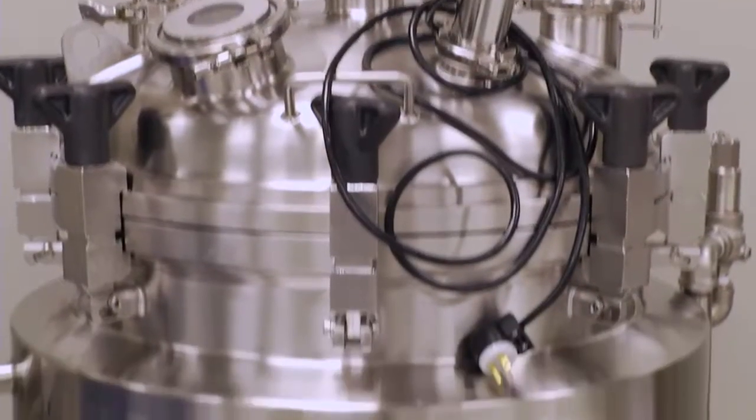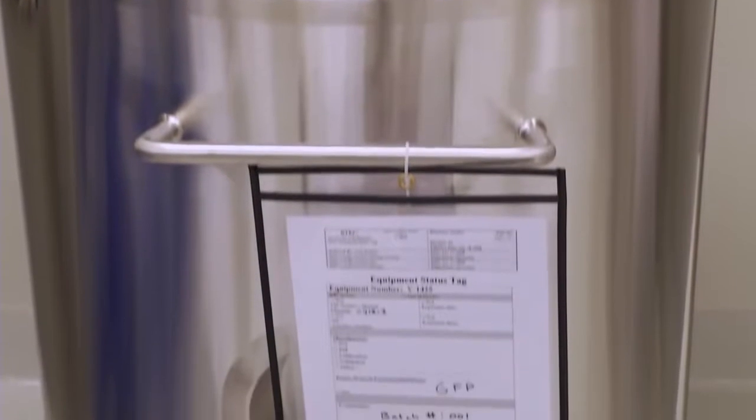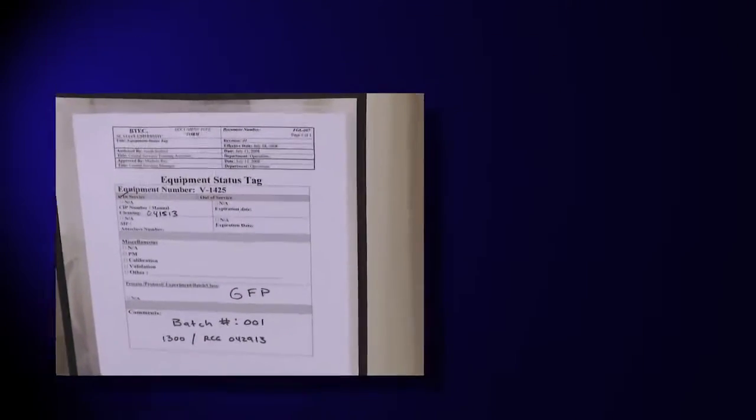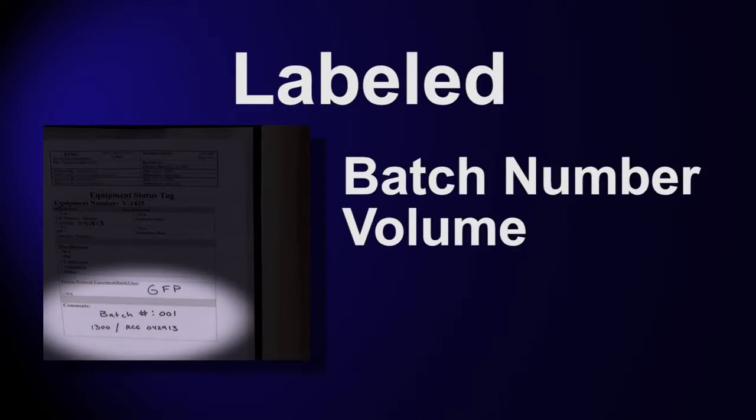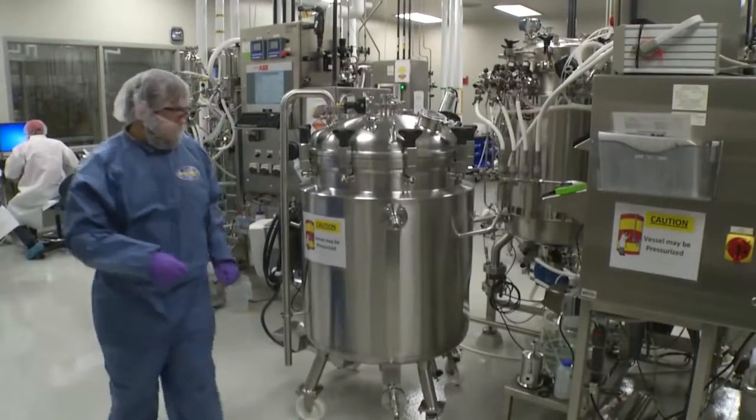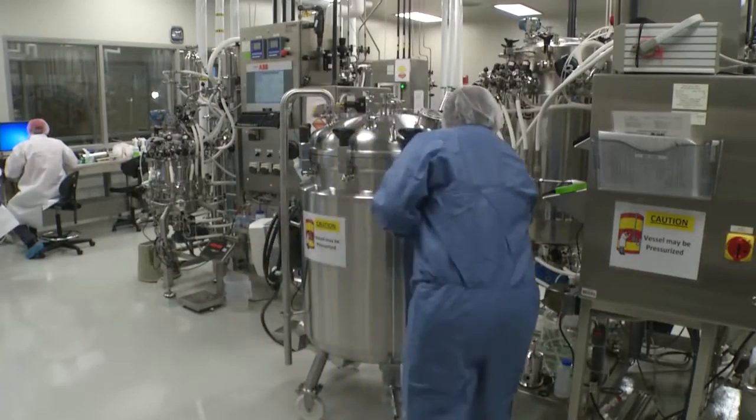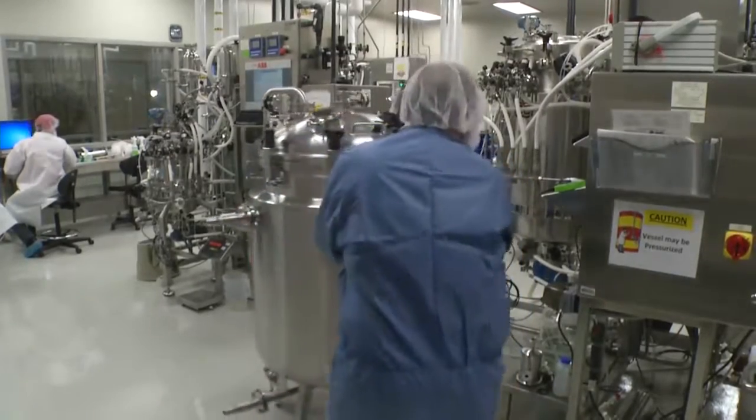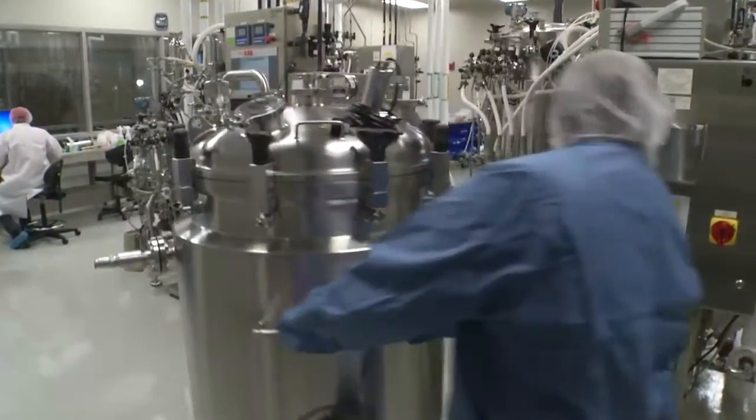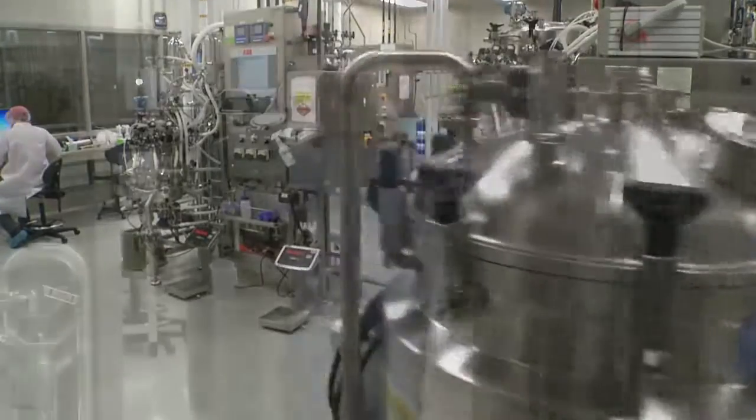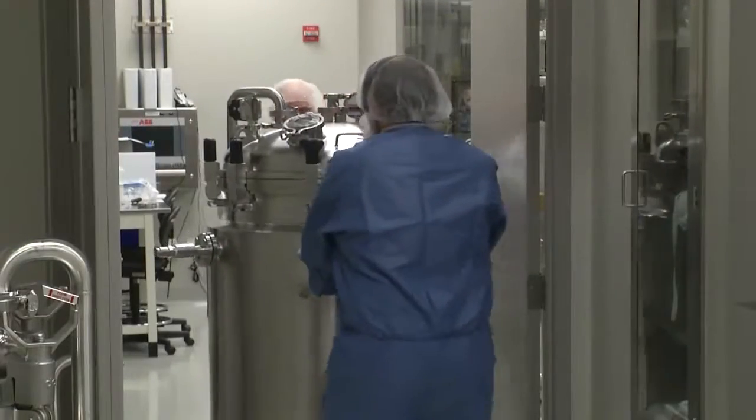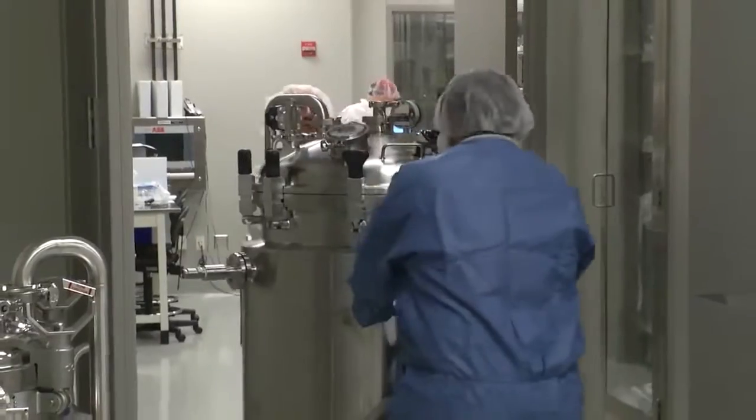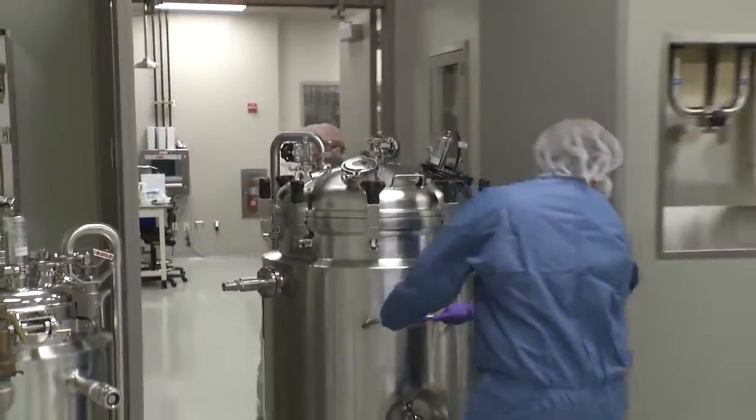The batch is then cooled down, pumped into a broth tank, and labeled with the batch number, volume, time, and date. The fermentation process is now complete. The harvested broth will now move downstream to the recovery process, where the cells will be ruptured to free the green fluorescent protein, and the protein will be separated from the other broth components.